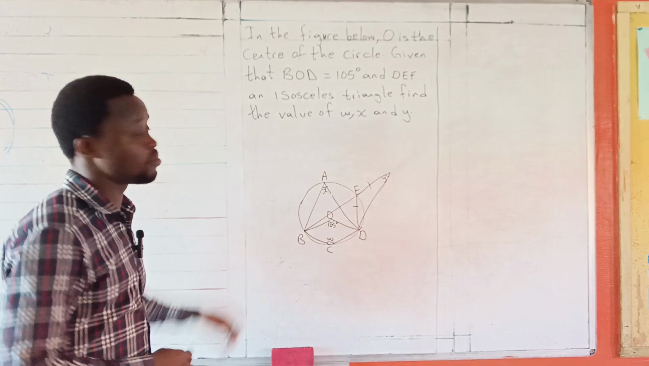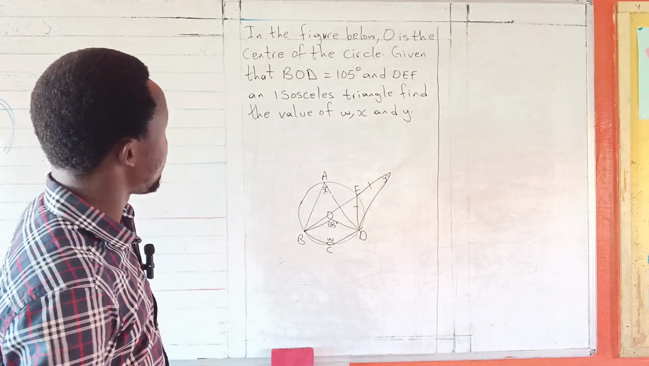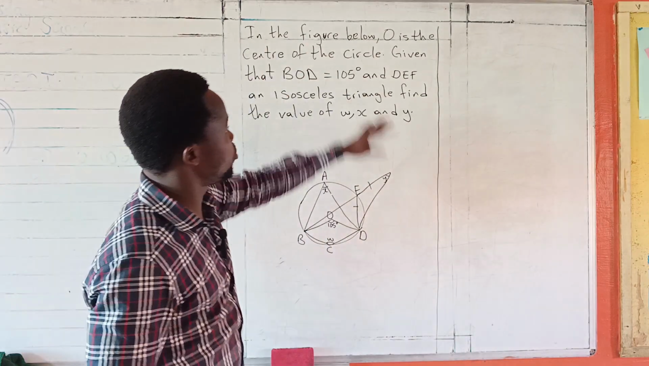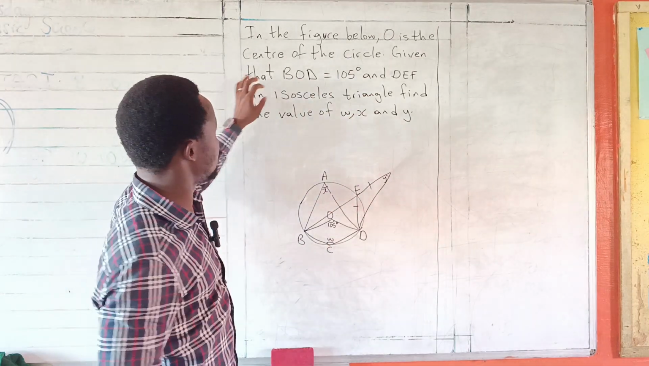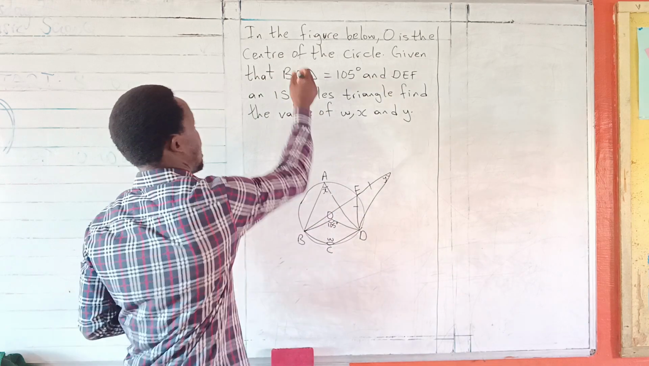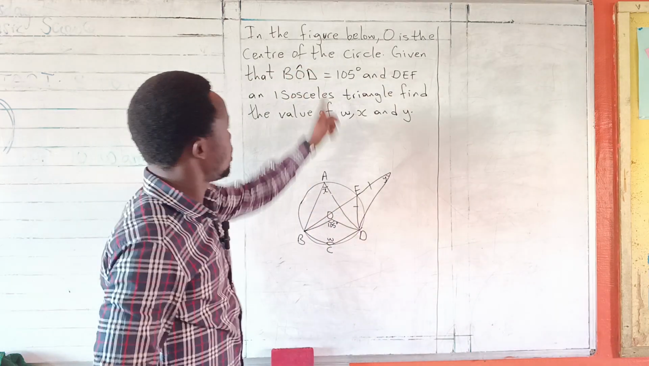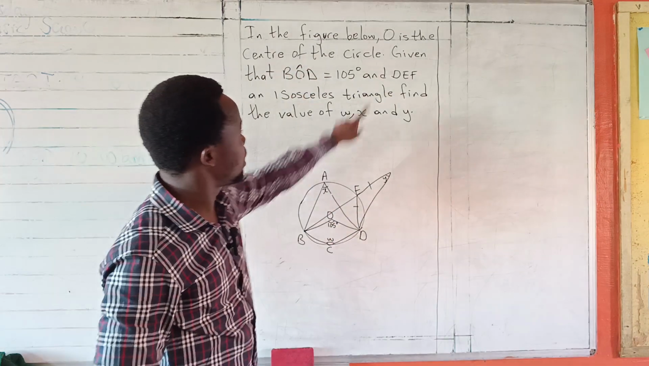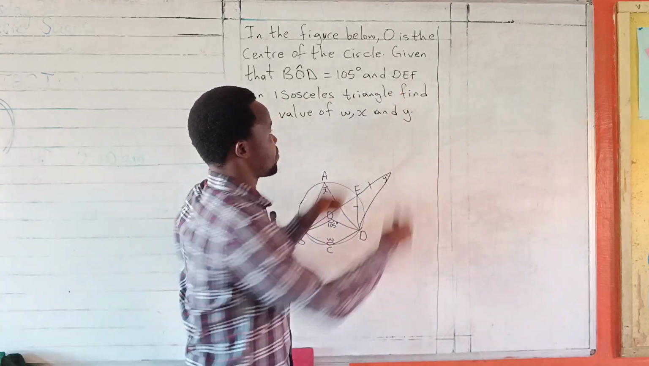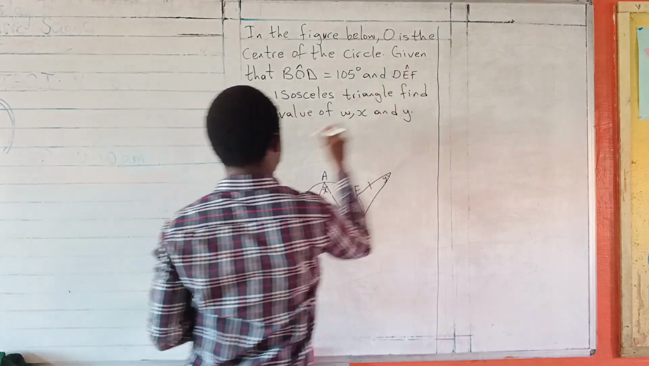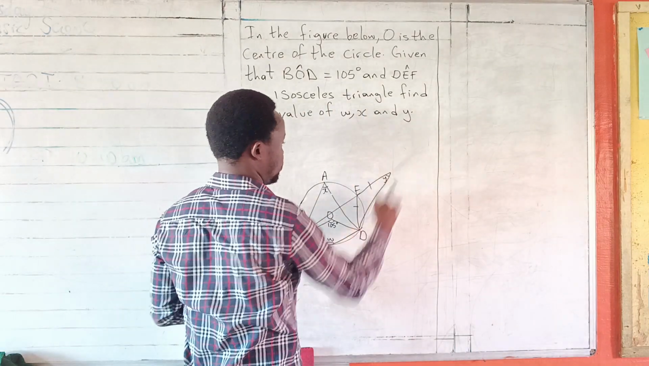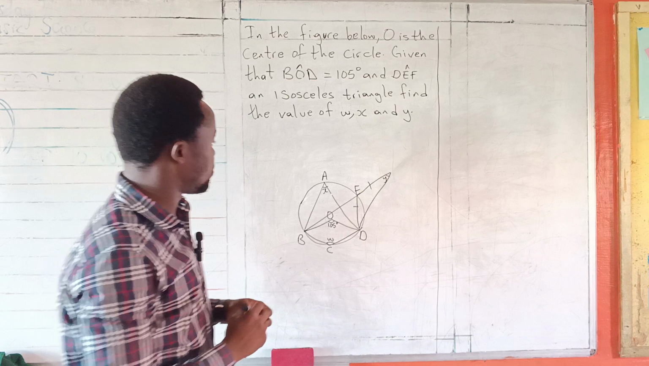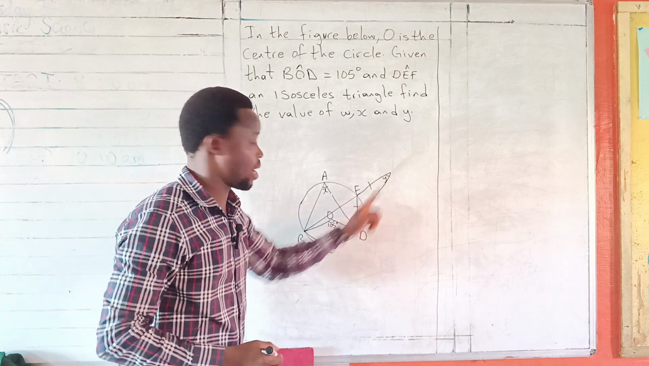Okay, at this moment we want to look at this question. The question says: in the figure below, O is the center of the circle, given that angle BOD is 105 degrees and DEF is an isosceles triangle, find the values of X, W, and Y.